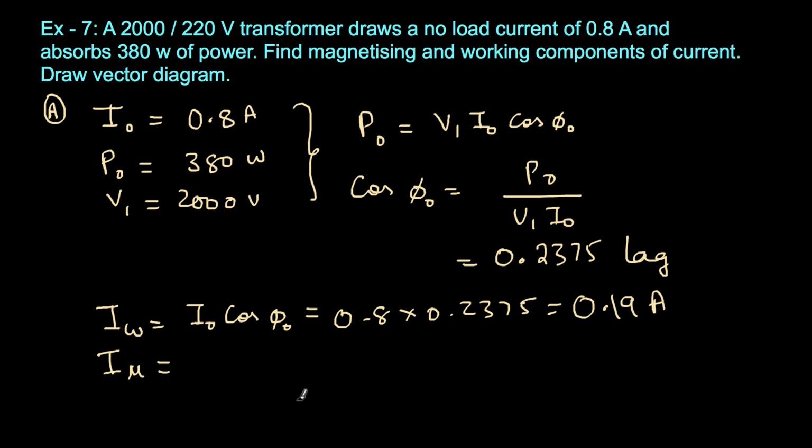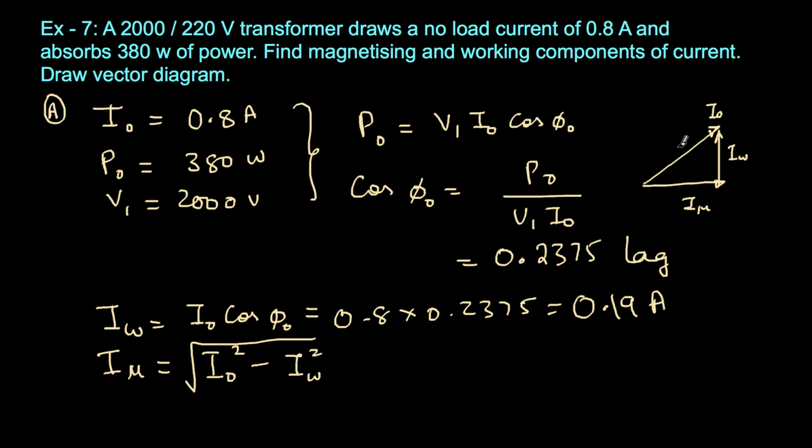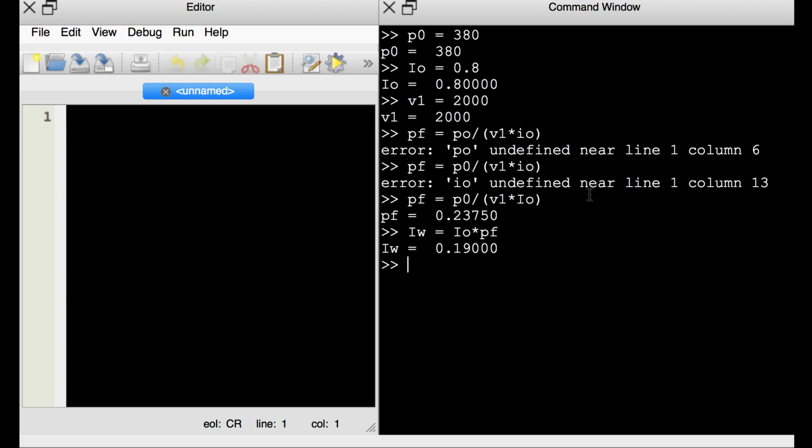Now I can find the magnetizing component of the current. Simply the square root of I naught square minus I_W square. This is just from the triangle. If I draw the triangle, this is I naught, this horizontal component will be I mu, and then this is I_W. I naught I know, I_W I know, and this is 90 degrees. So let's do that. I mu equals the square root of I naught square minus I_W square. If I do this calculation, I'll get I mu as 0.777.